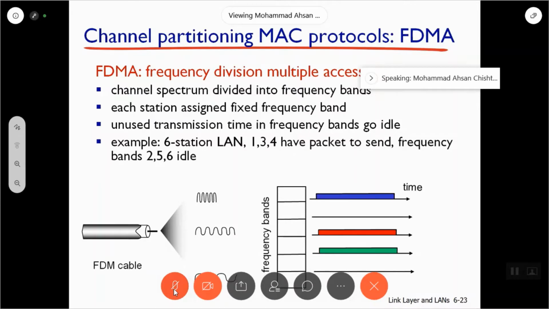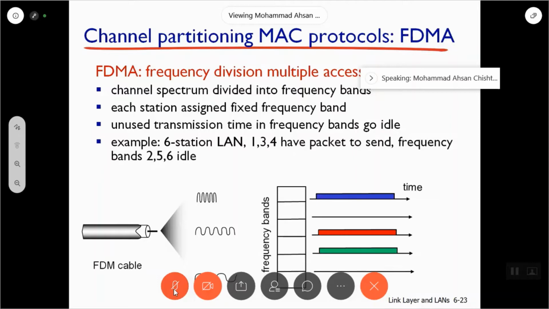What we discussed in the previous class was FDM. Remember? There is a difference between FDM and FDMA. Here we are discussing frequency division multiple access. The previous one we discussed was frequency division multiplexing. Conceptually they look the same, but they are different. Why?